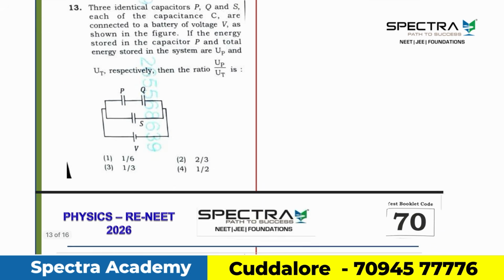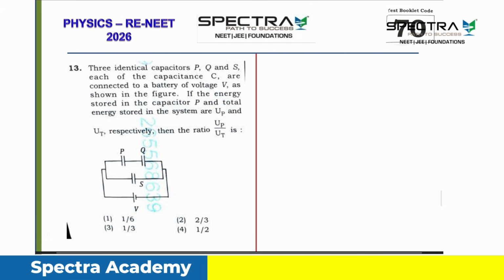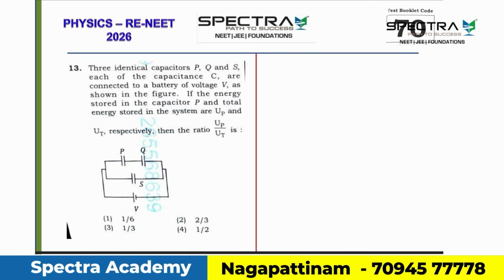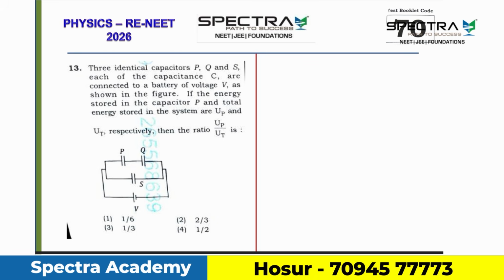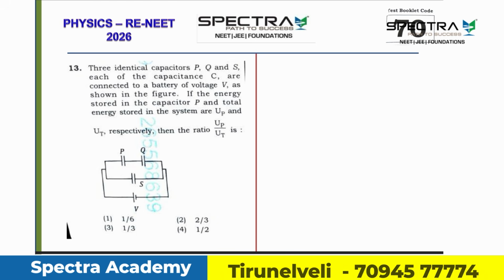Question number 13, students. Three identical capacitors P, Q and S, each of capacitance C are connected to a battery of voltage capital V as shown in the figure. The energy stored in the capacitor P and total energy stored in the system are UP and UT respectively. Then the ratio of UP and UT. So it is very clear. Here applied voltage is V.